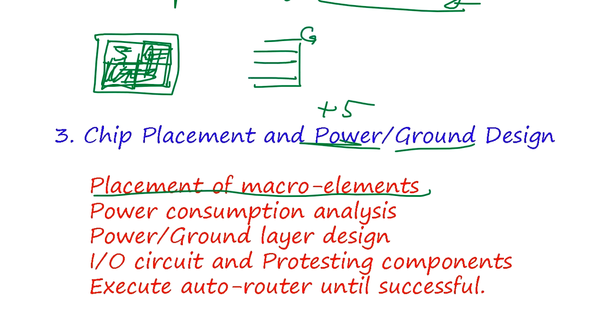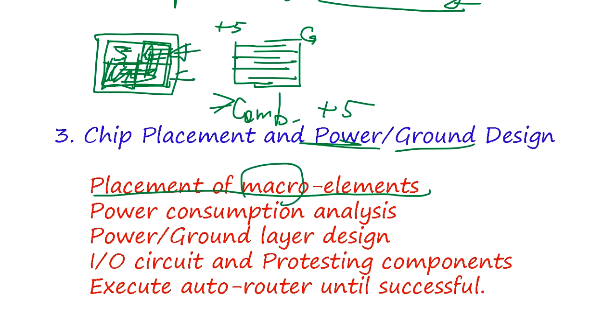This is the ground, and plus 5 go between. A comb shape power and ground arrangement for every macro element. And the macro element is like a chunk of logic, very heavily interconnected logic. It's a cache stuff.